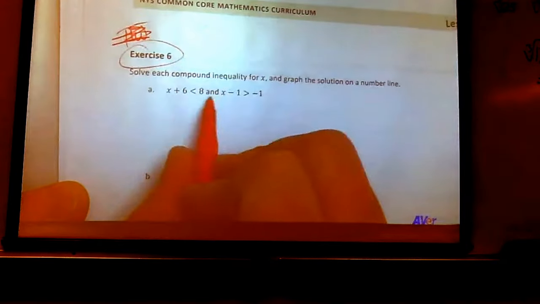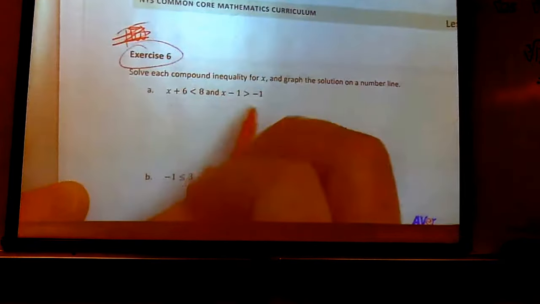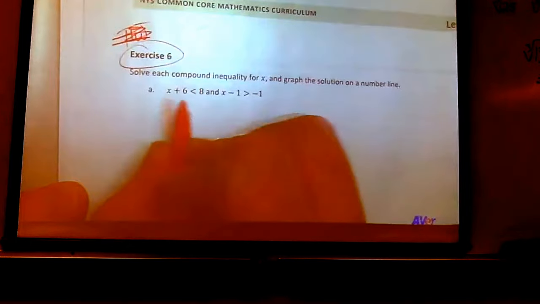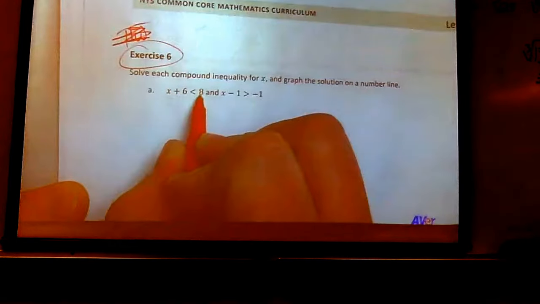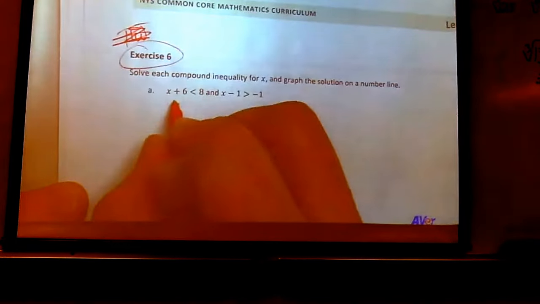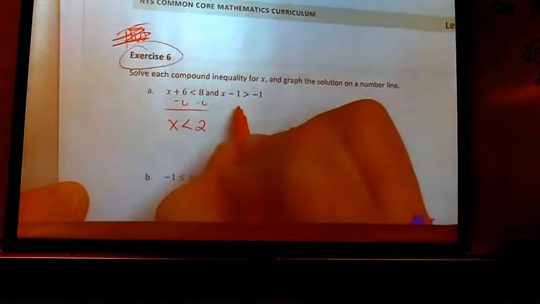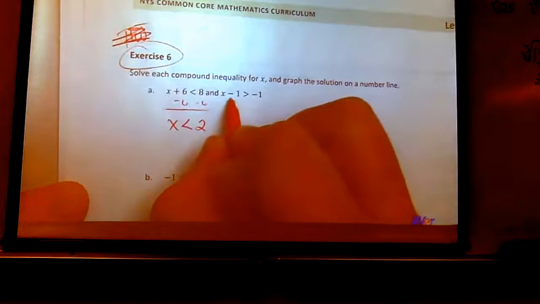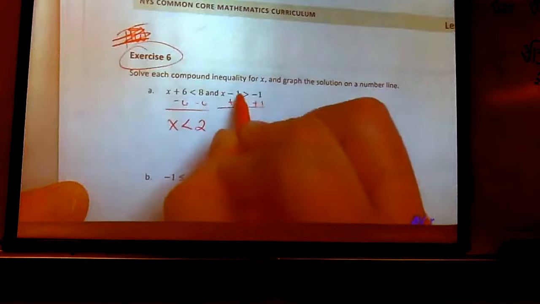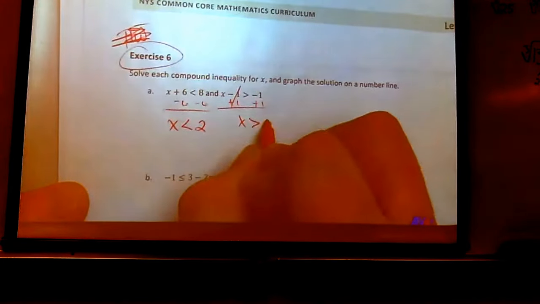So to do these, you solve both of them. Go ahead, real quick, try to solve each one. So x plus 6 is less than 8. How do we solve that? Minus 6, minus 6. X is less than 2. How about here? Plus 1, plus 1. So x is greater than 0.